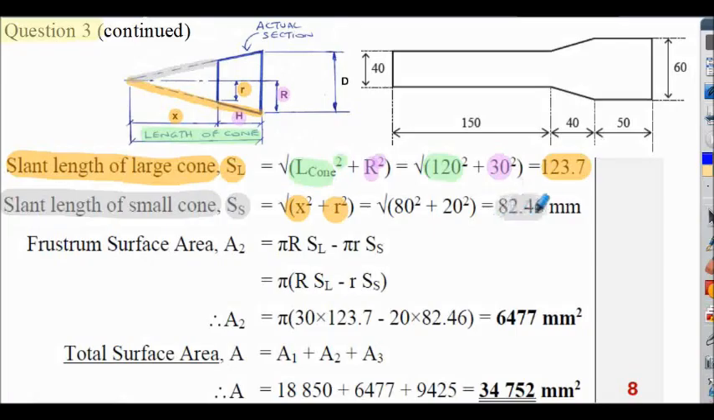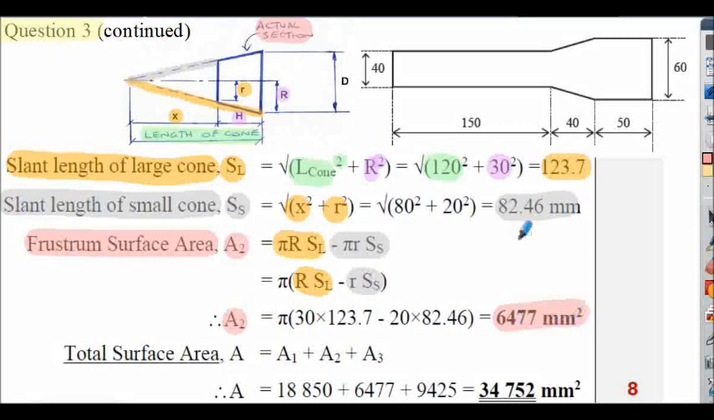Evaluating SS is equal to 82.46 millimeters. So to find the frustum surface area of section A2, our actual section, it will be pi r SL, where R is the uppercase R of course, minus pi r SS, little r lowercase here. Let's factor out the pi on the next line for convenience. We can calculate the surface area A2, shown here.